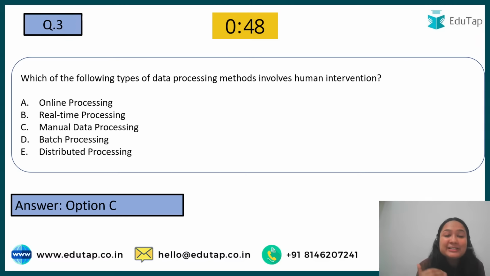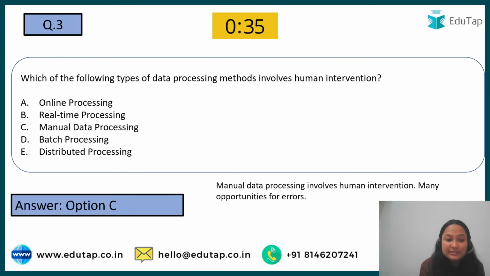Last, we have distributed processing. So the task is divided into a number of groups, and each computer or each processing unit is doing one task. So there are parallel tasks happening. That is distributed processing.